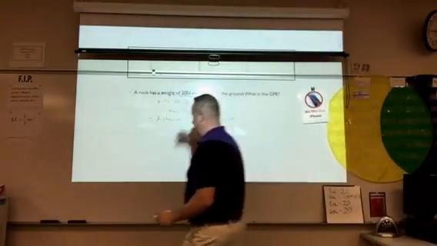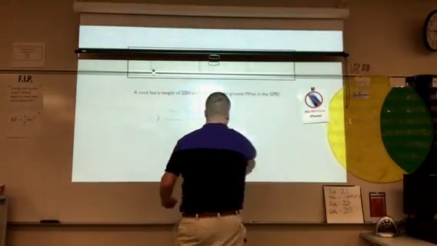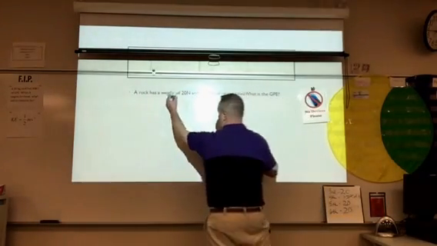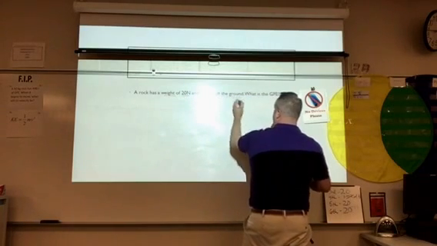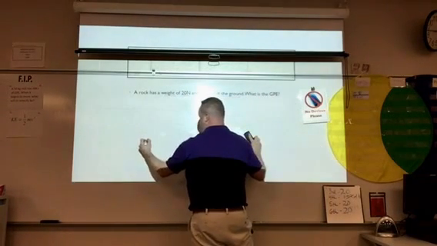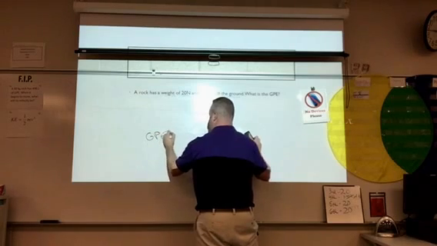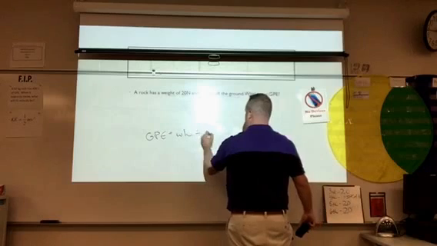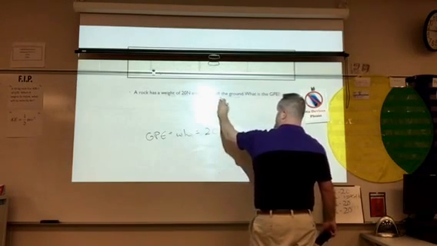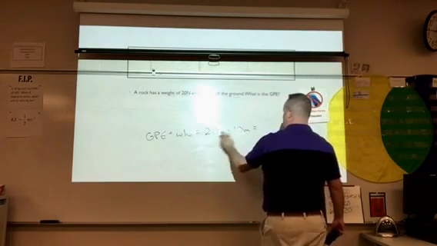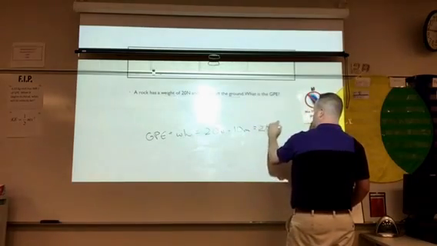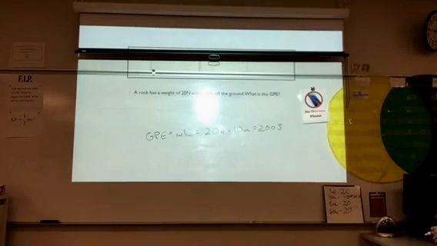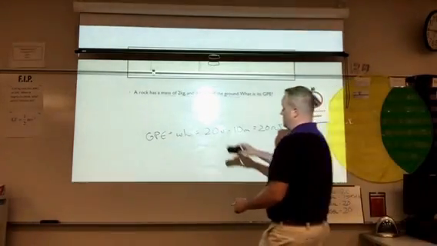All right, so here's a sample problem, and it says that a rock has a weight of 20 newtons and is 10 meters off the ground. Our formula for calculating gravitational potential energy is weight times height. So in this example, I can just say 20 newtons times 10 meters, which will give me 200 joules of energy.